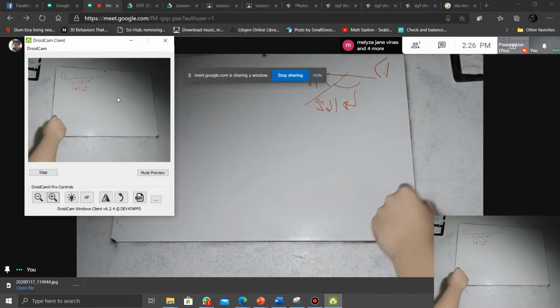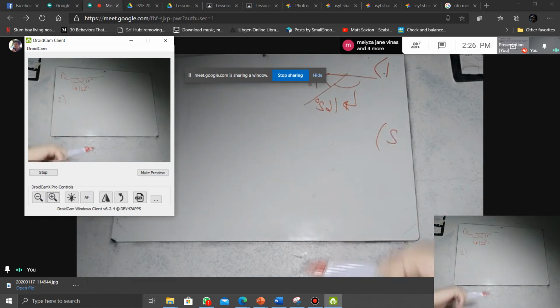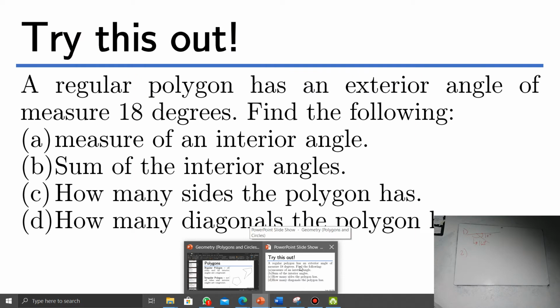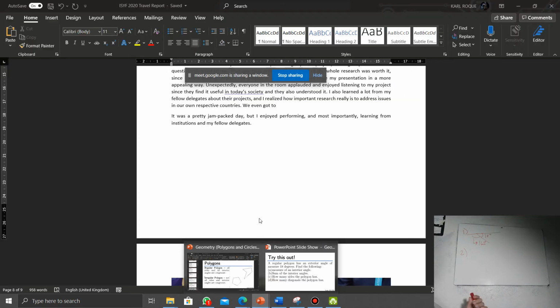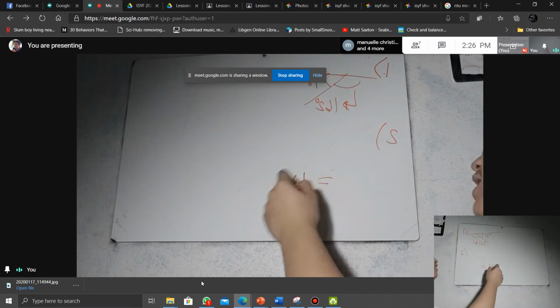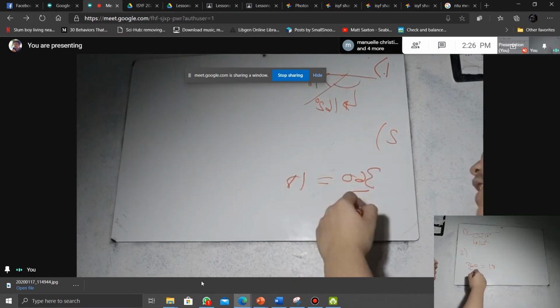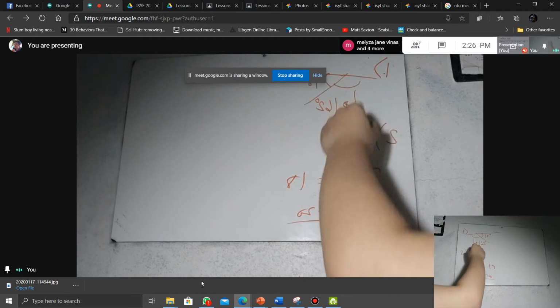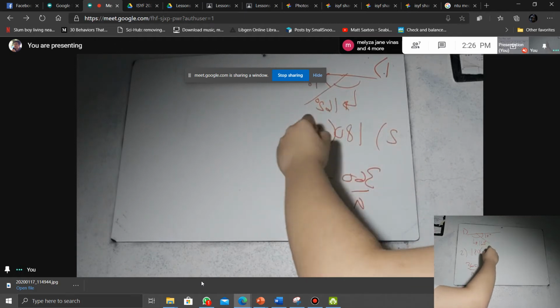Number 2, sum of the interior angles. Pero di natin alam kung ilan yung sides, no? So, let's answer letter C muna. How many sides does the polygon have? Best approach is to, kasi di ba, 18 equals 360 over n. N equals 20. Then for letter B, 180 times 20 minus 2 equals 3240.